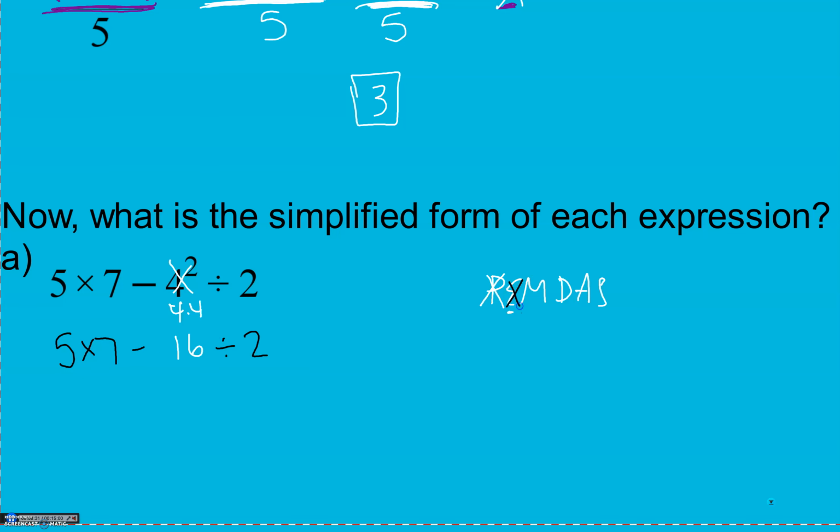And exponents are done. We're going to multiply and divide at the same time from left to right. So we're going to get rid of our multiplication and our division in the same step. 5 times 7 is 35, and 16 divided by 2 gives me 8. Now we bring down the rest of the problem just like it's written, and we do any adding or subtracting, which here gives me 27.